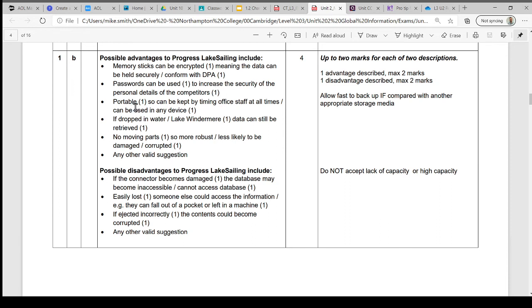They're portable for a mark. Explain it, describe what that means: it can be kept by timing office staff at all times, and it can be used in any device. So these are the kind of things that we are thinking about. There's something about it being robust. If it's dropped in the water or in the lake, then often the data can still be retrieved from these things. There are no moving parts, so they're more robust.